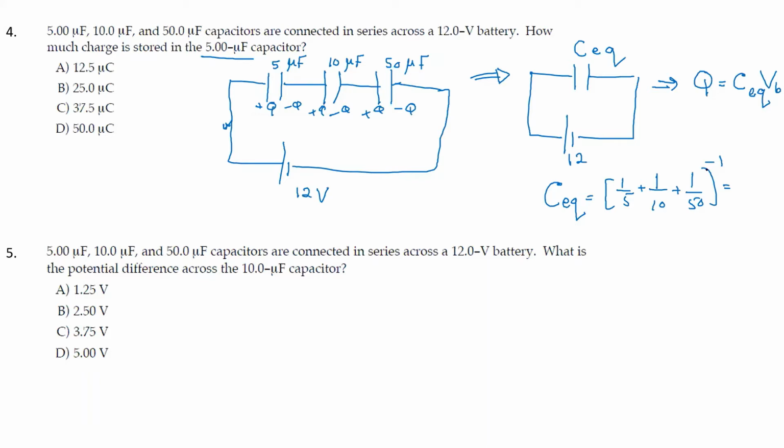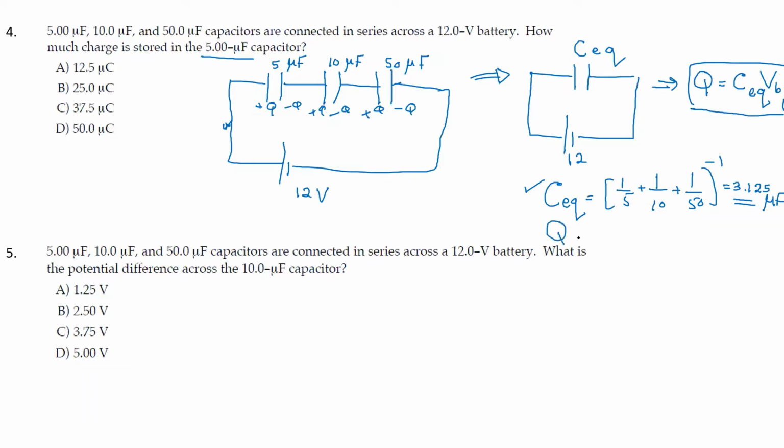So I have got 3.125 microfarads. We can see that this value is smaller than the smallest one. It's smaller than 5, right? Okay. So now we have the equivalent capacitance. We just have to plug it into this equation to get Q.